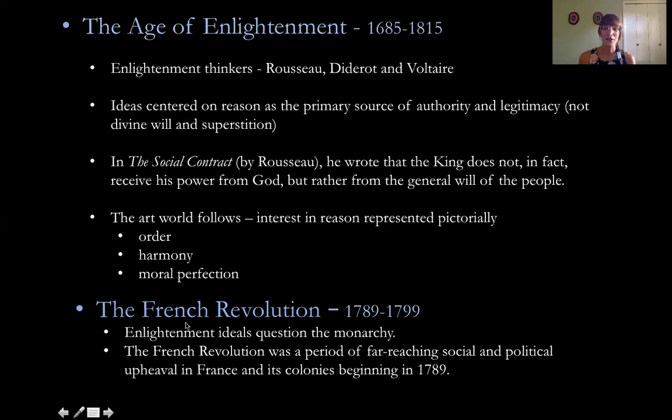This, of course, leads to the French Revolution. The Enlightenment ideals question the monarchy, and of course, that's going to lead to it falling apart for the monarchs.